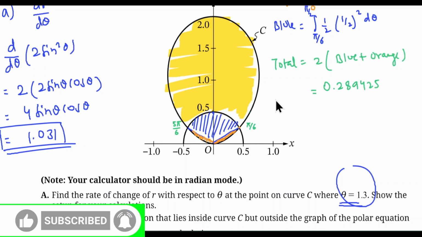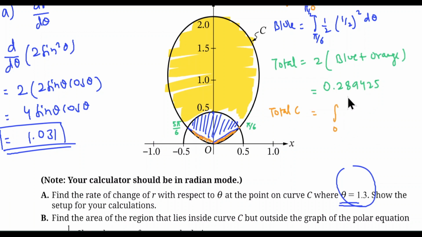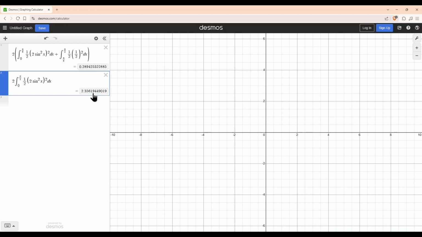What is the total area of C then? The total area of C is going to be twice the integration from 0 to pi over 2 of half of r squared d theta, where r is once again this, and d theta is just dx. So that value comes out as 2.3561. But we need this entire thing minus this.